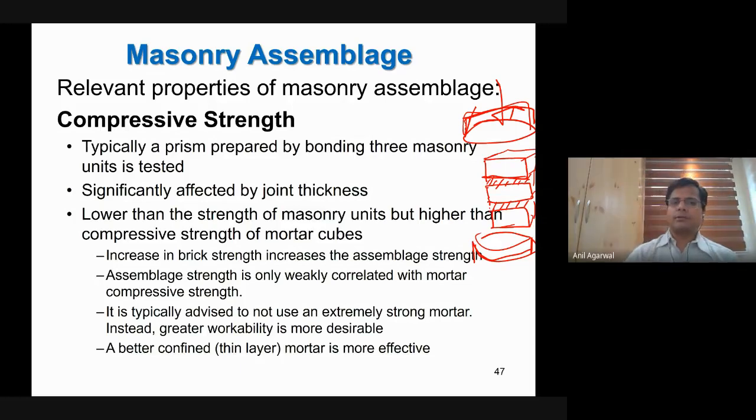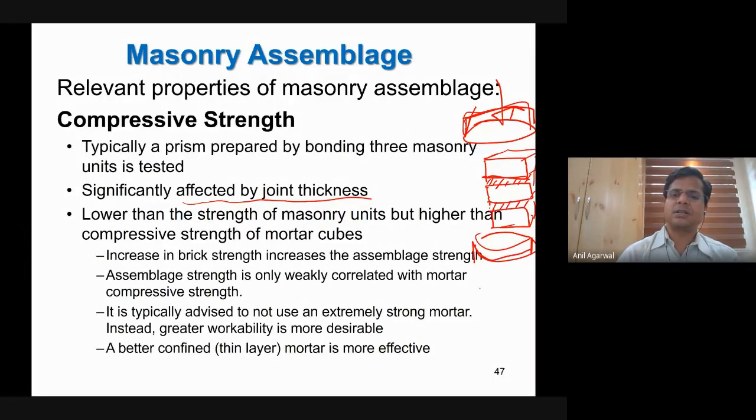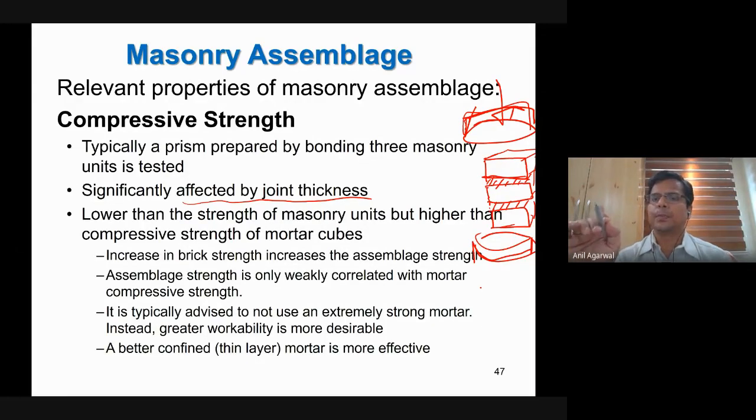So what they have observed is this kind of an assembly, the compressive strength, is significantly affected by joint thickness. That is found to be one of the most critical parameters. Also, this assembly strength is usually in between the strength of the individual masonry unit and the mortar strength. So you remember, generally the masonry is stronger and mortar is weaker. And experimentally, they have found that the strength of this assembly is usually in between the two.